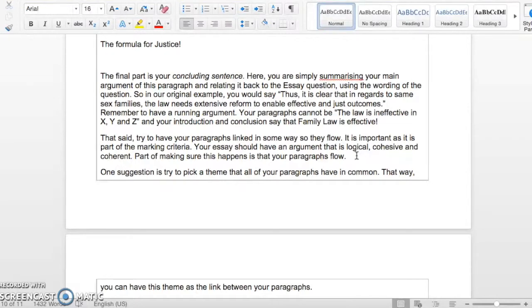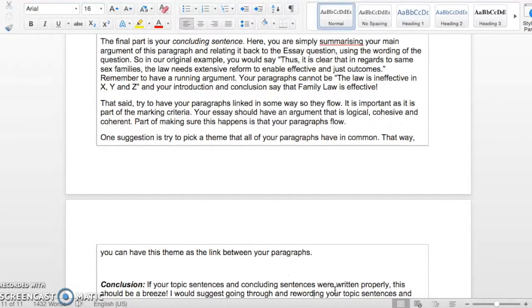What I mean by concise is don't repeat your points. If you've already said your point, good on you, keep going. Go to the next one. Don't harp on the same things, otherwise you're just going to be repetitive and you're not really getting anywhere. Now, my final thing to say before my nose blocks and I absolutely die of lack of oxygen is one suggestion: try to pick a theme so that all your paragraphs have something in common. That way you can have a theme that links all your paragraphs. Your theme may be justice, the rule of law, accessibility, whatever it is that you want.